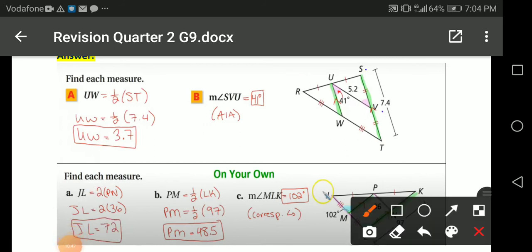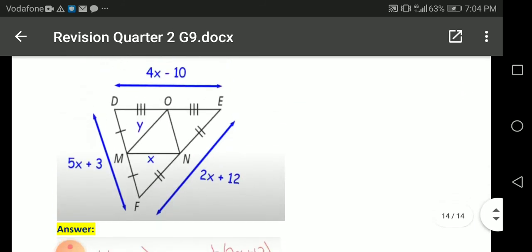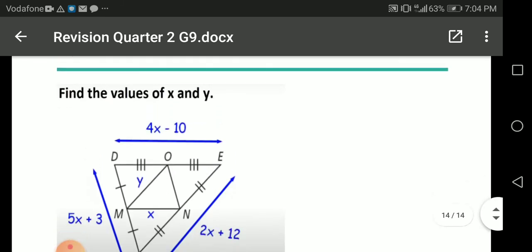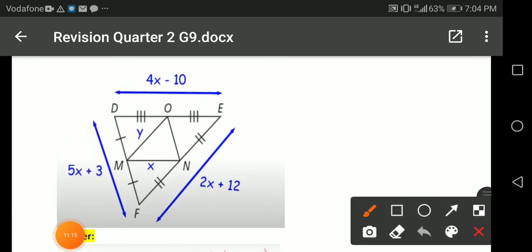Here we have two parallel sides, so we have alternate interior angles. So this 41 will be the same 41. This one also is important, guys. If I ask you in this diagram to find the values of x and y, I have midpoints also here, here, and here.